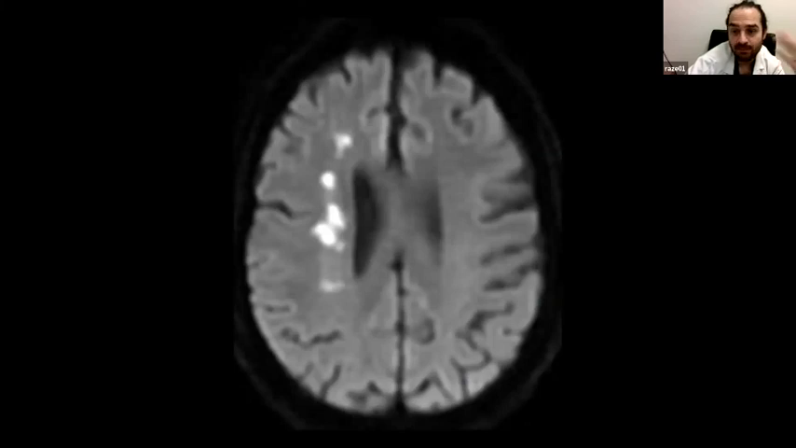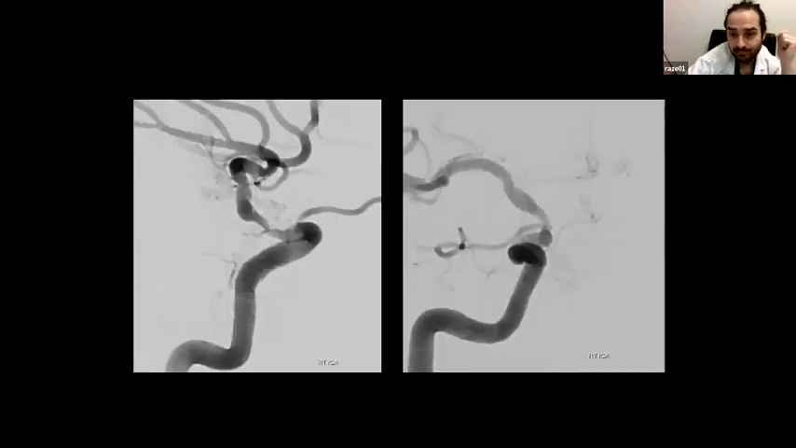This is not the first episode, so we consider stenting. And this is the angiography. It shows a severe stenosis of the supraclinoid ICA, and this is certainly the problem for her. Now, there are some interesting vessels around. And what are they?